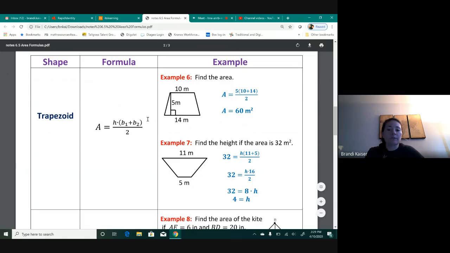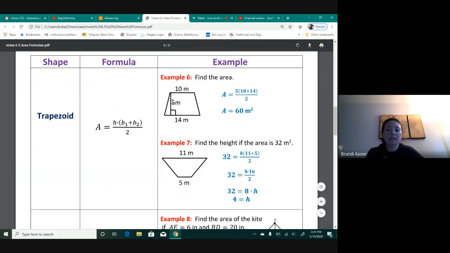So we're going to do that for all of our trapezoids. The first one is pretty straightforward. They give you the info. They just say find the area. So my two bases, if I look at my two parallel sides, are this 10 meters and this 14 meters. So I have to add those two together. And 10 plus 14 would give us 24.